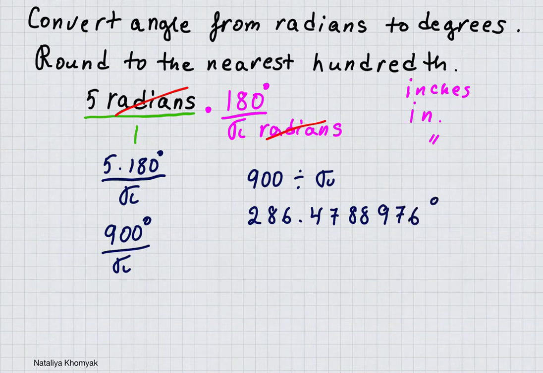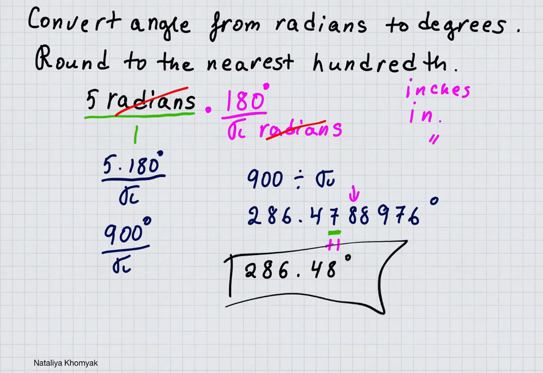286.4788976, and we are still in degrees. We are told to round off to the nearest hundredths, so this is the place where I need to round this number off to. You look at the number to the right of it. If it's 5 or more, you add 1 to the place you are rounding off to. So we get 286.48 degrees, and this is our answer.